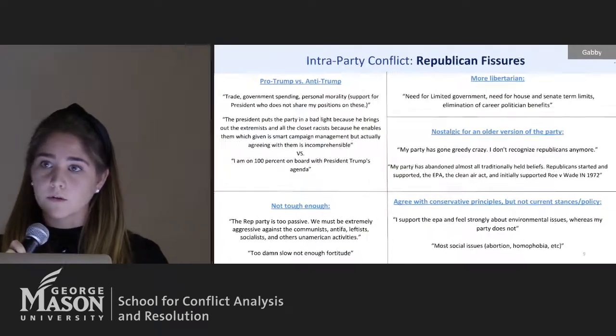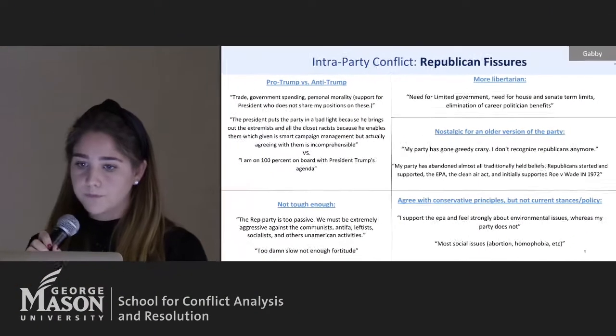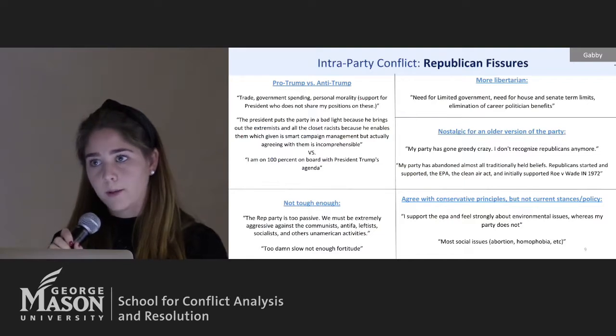There's a fissure amongst those in the Republican Party who are more libertarian, those who prefer small, limited, minimal government. They prefer more needs for House and Senate term limits, elimination of career politicians, minimal government in general. That was a big fissure. That has pushed a lot of Republicans out of the party.